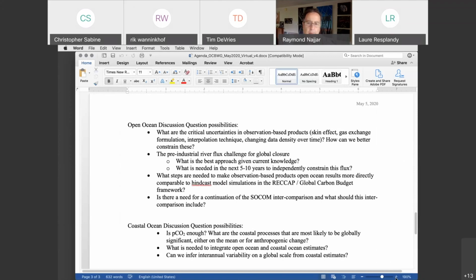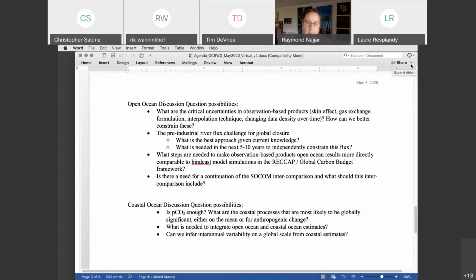Okay, I'll go over them briefly. What are the critical uncertainties in the observation-based products? Skin effect, gas exchange, interpolation techniques, changing data density, and how can we better constrain these? We can talk about approaches to reduce our uncertainties in those, and obviously the Southern Ocean is a big area, and increasing data density there is important, but what can we do in the meantime is a question that we can talk about. Does anybody want to add anything here, or disagree that we should talk about this? I think it's pretty obvious.